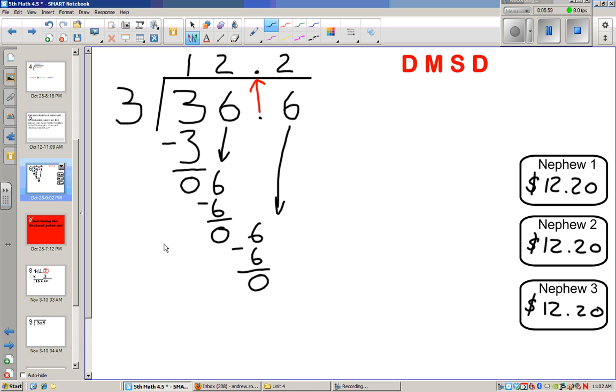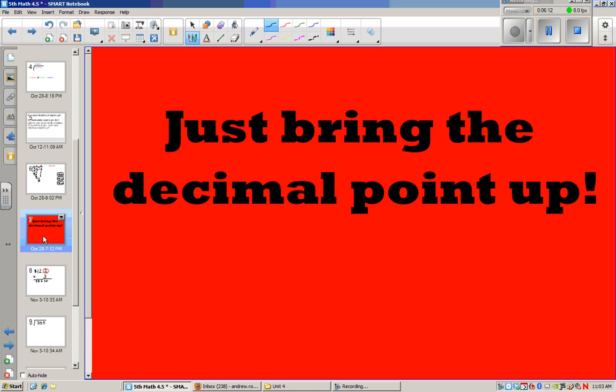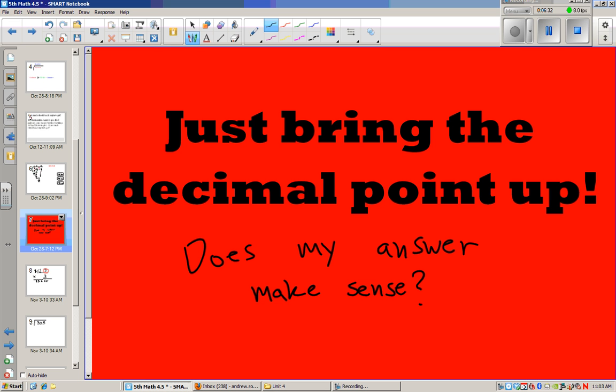Now, the really important thing that we learned from doing this problem is that when you're doing division and the dividend has a decimal in it, all you have to do is at the end of the problem, just bring the decimal point up. You can just bring the decimal point up, and then you need to think to yourself, does my answer make sense? So you got to go back to your problem and think about whether your answer makes sense or not.